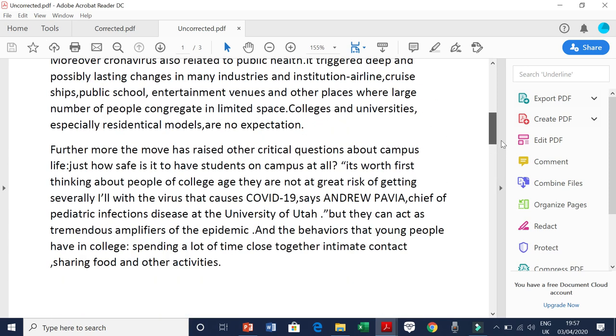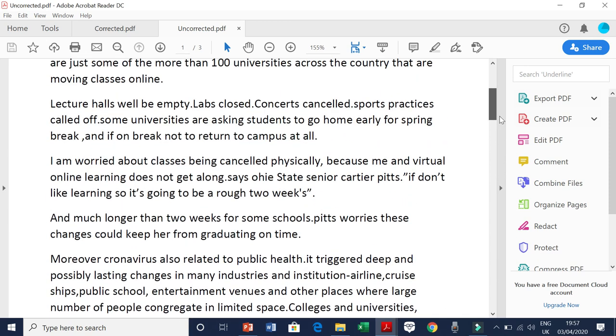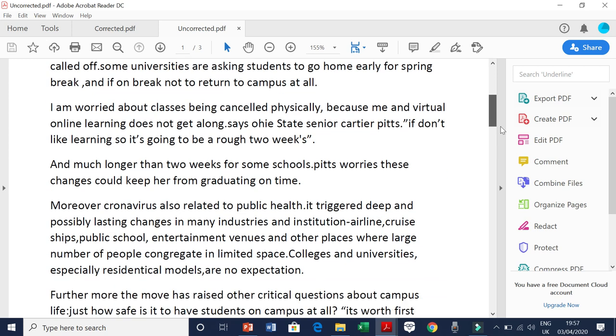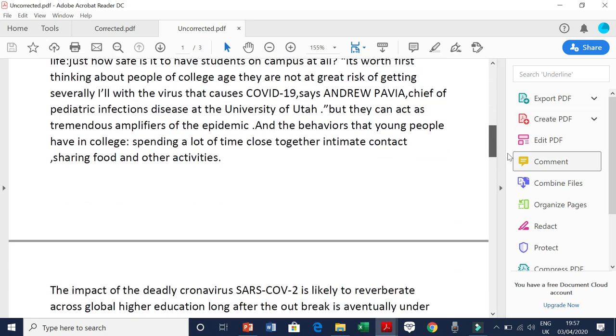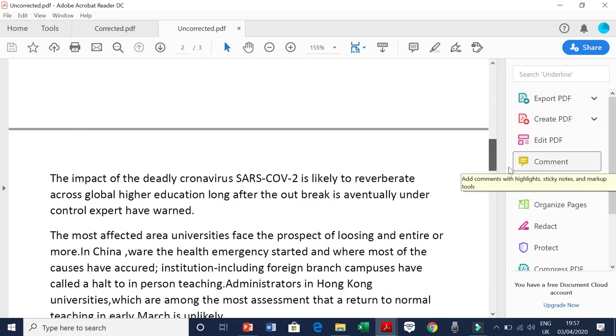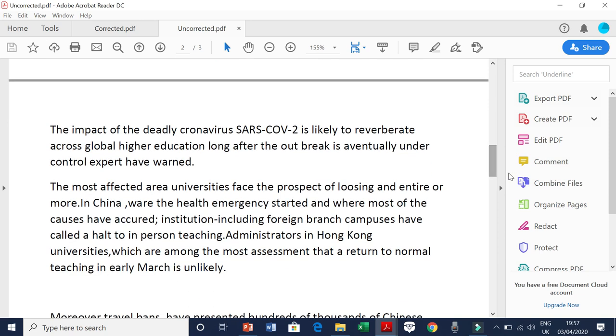So the paragraphs have to link together. Now they are not linked over here. Since the time is less, I can't show you in detail, but the links are missing.